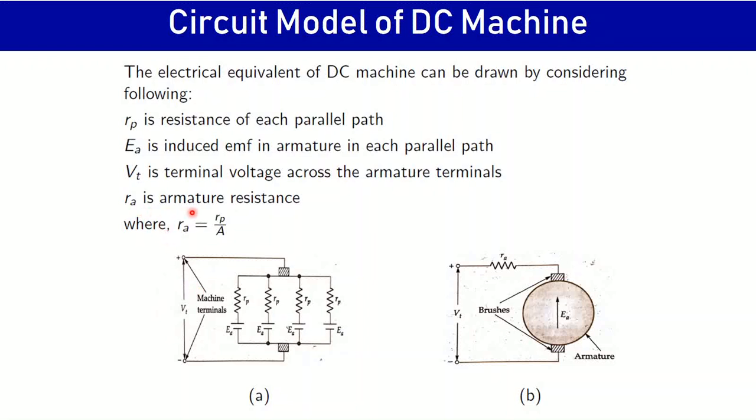Ra is the armature resistance. So here Ra will be Rp by A, where A is the number of parallel paths. So the total voltage which is obtained from these number of parallel paths here is shown as Ea. So this is how the circuit model of the armature side looks like.